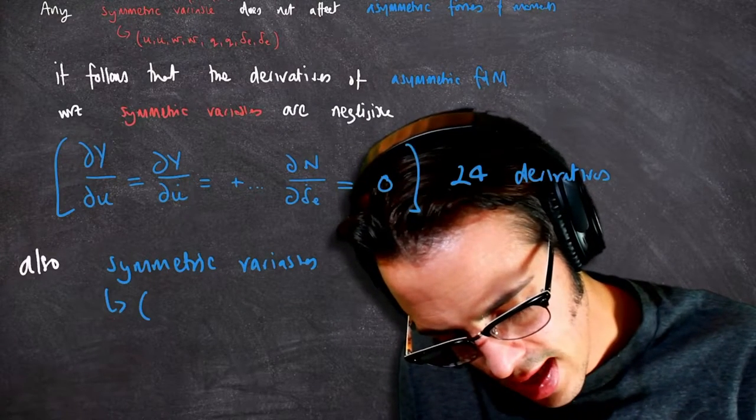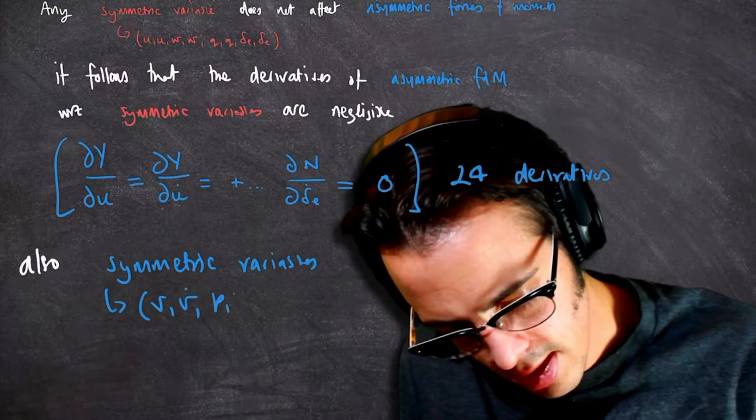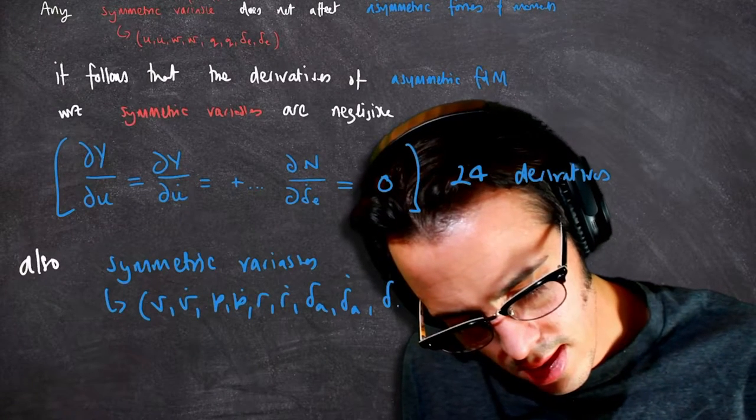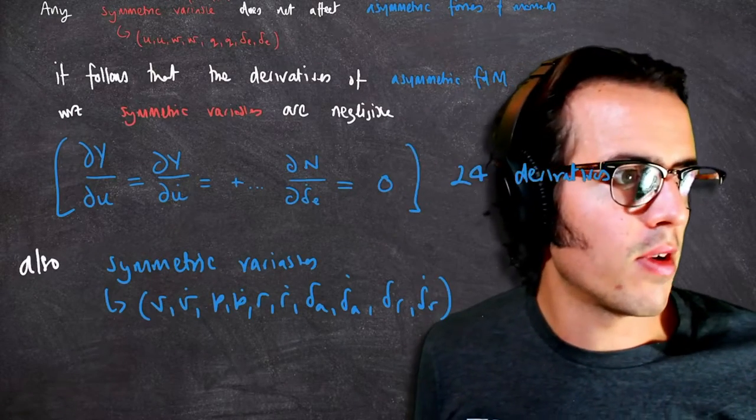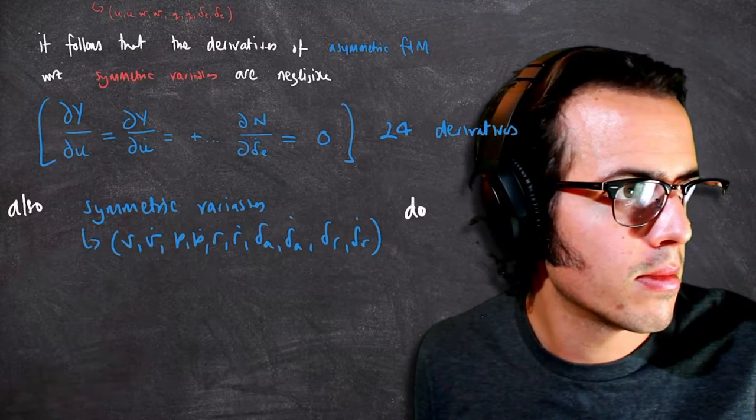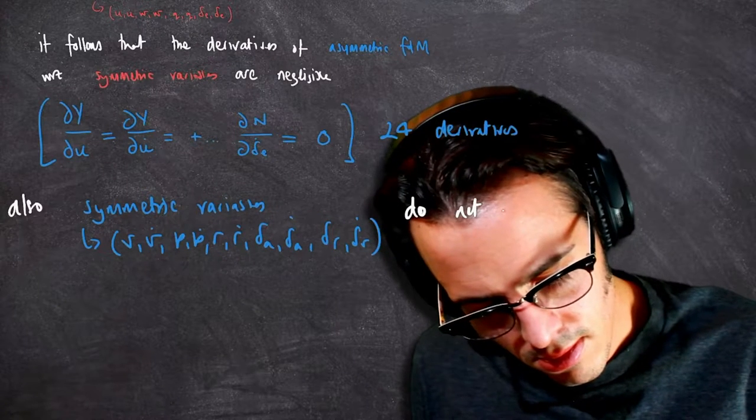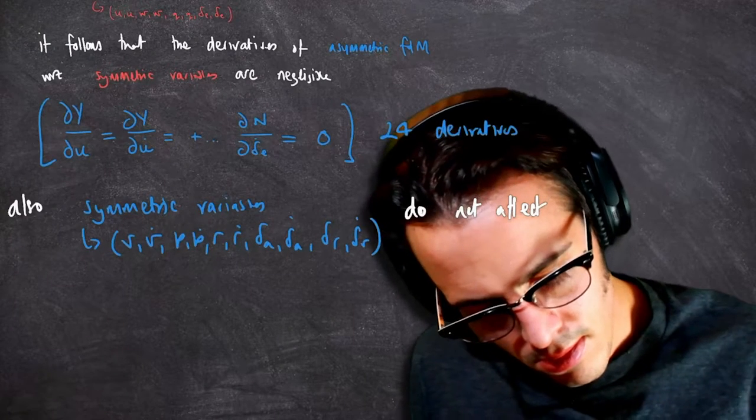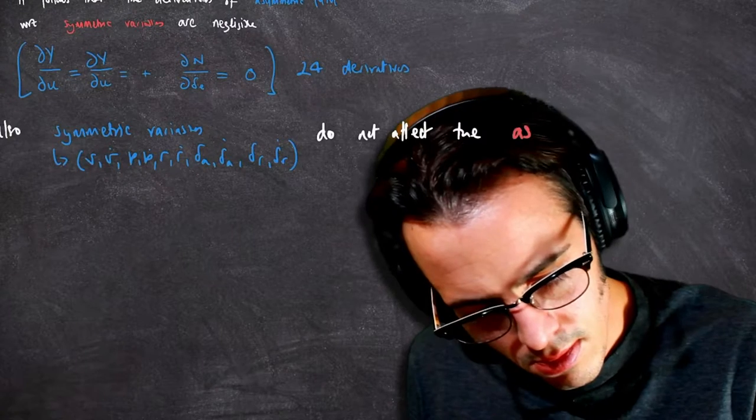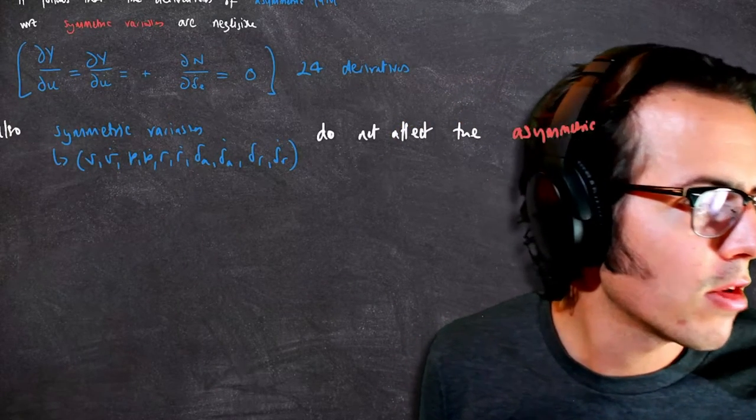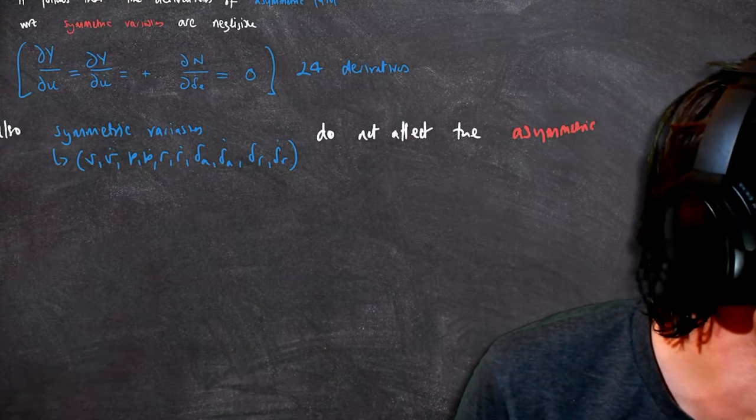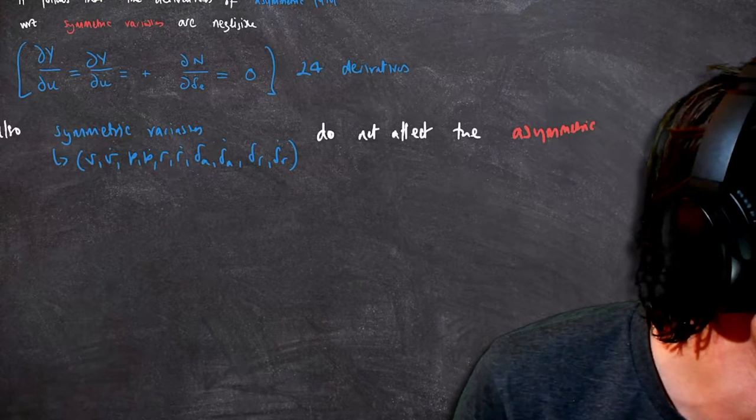So our asymmetric variables are V, V dot, P, P dot, R, R dot, delta A, delta A dot, delta R, and delta R dot. So it follows we've actually got slightly more things to get rid of here now. I'm just looking at my notes, seeing if I've got this in here correctly. Yeah, I do.